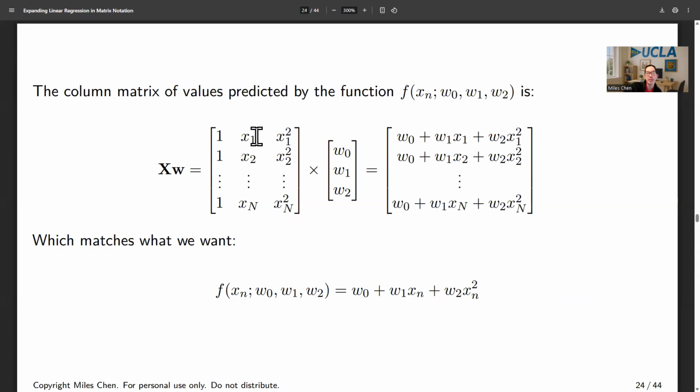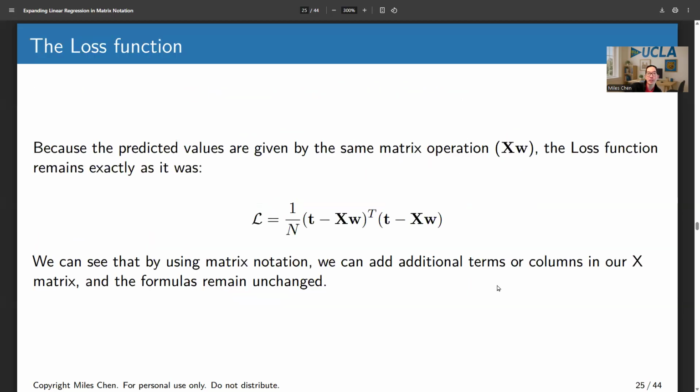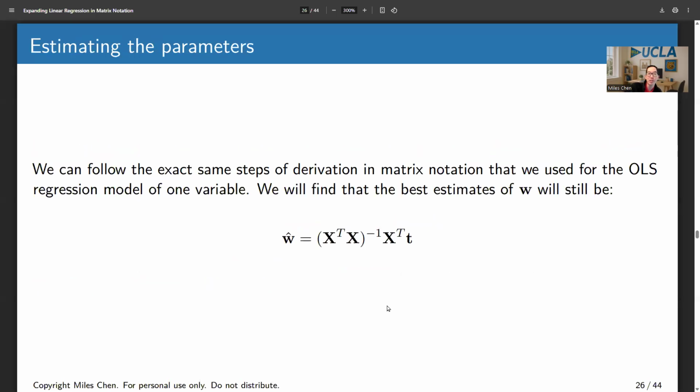So we have our X matrix, which we've expanded to have 3 columns. Our w vector now has a third term: we have w0, w1, and w2. But when you do X times w, you still get exactly the predicted value. And therefore, the loss function remains exactly the same. Because the loss function remains exactly the same in matrix notation, the parameter estimate remains exactly the same. It's still going to be X transpose X inverse X transpose t.